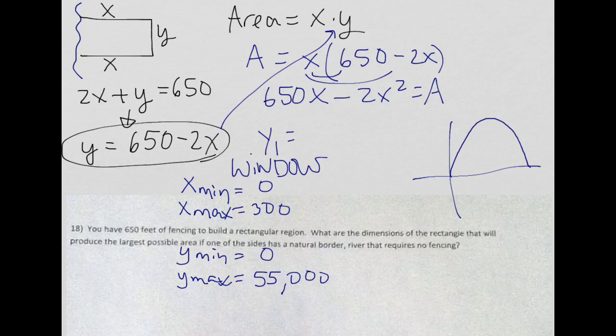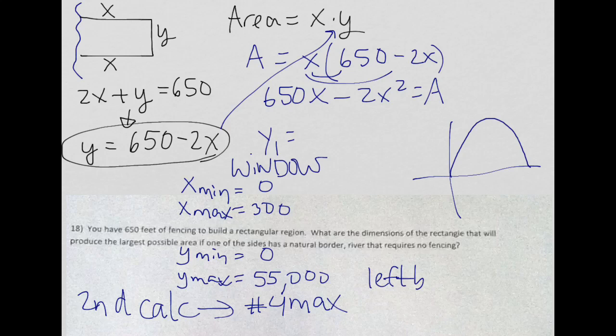Then what do we need to press to figure out the maximum? We do second calculate on the calculator. We go down to number 4, which is the max. We do left bound and right bound on both sides of that high peak of the area curve. And then for the guess, we press enter. And hopefully you'll get the answer that I got.